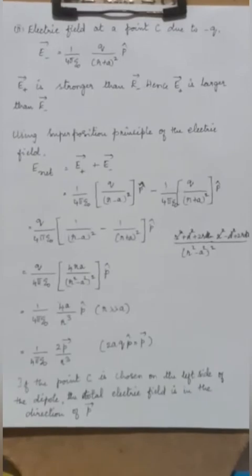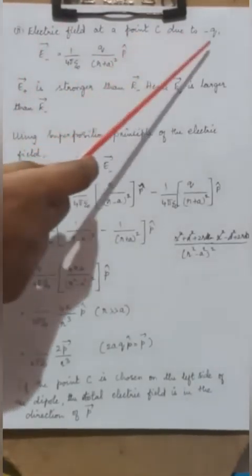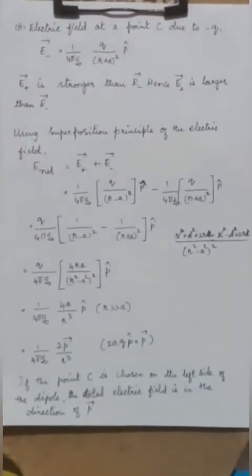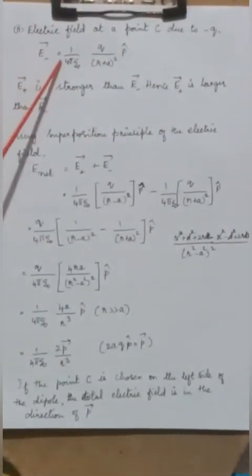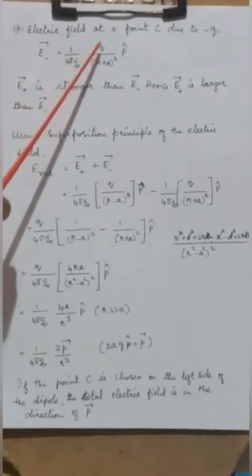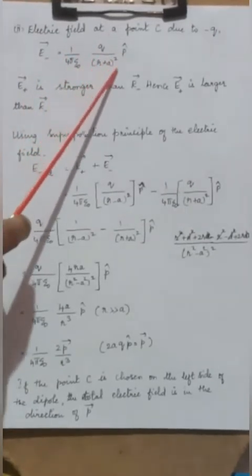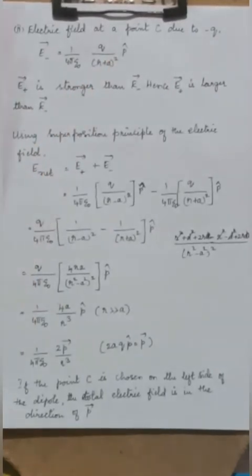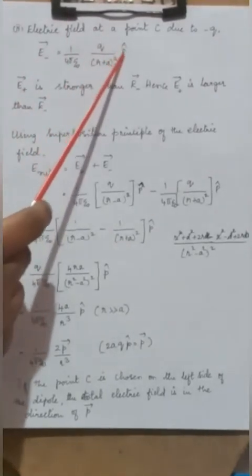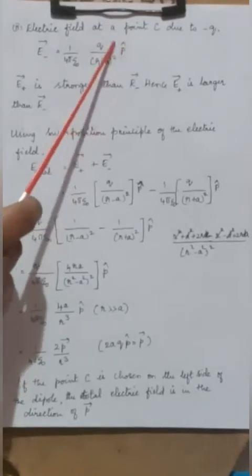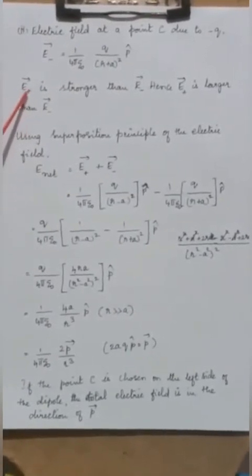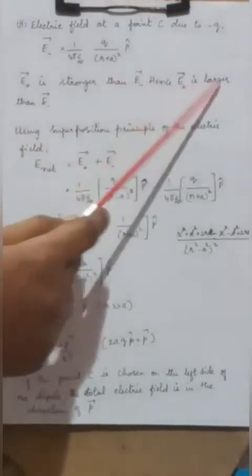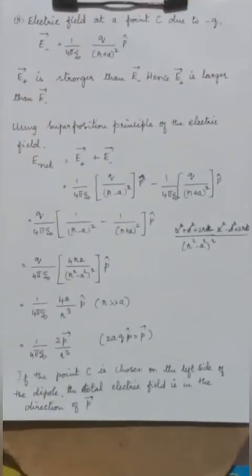So now the next step is to find the electric field at a point due to minus q. Already we have found it for plus q. So now we will find it for minus q, where E minus will be equal to 1 by 4 pi epsilon naught q by r plus a the whole square, because I am considering from the other end, into p. It's a null vector, children. Okay, a null vector is different from the normal vector. You all know that. So now here it is said that the magnitude of E plus is stronger. Hence it is larger than E minus.